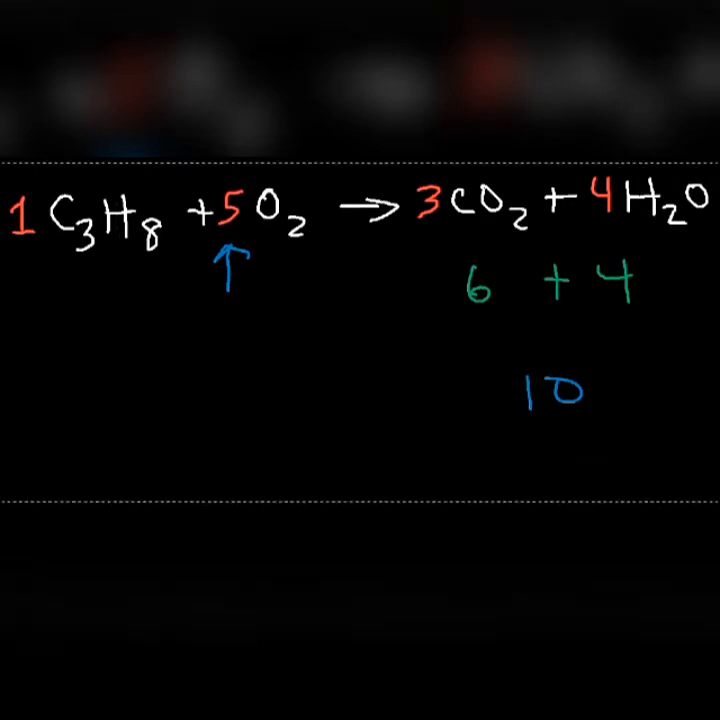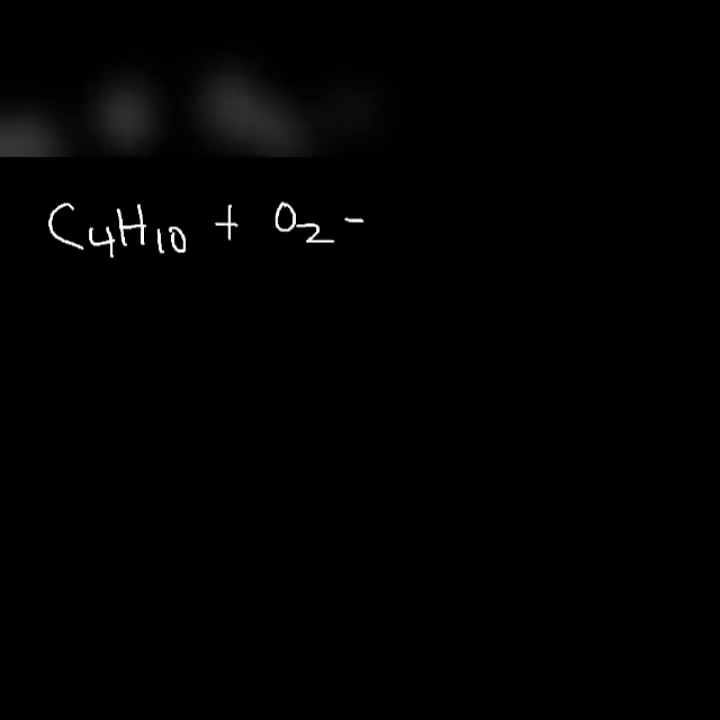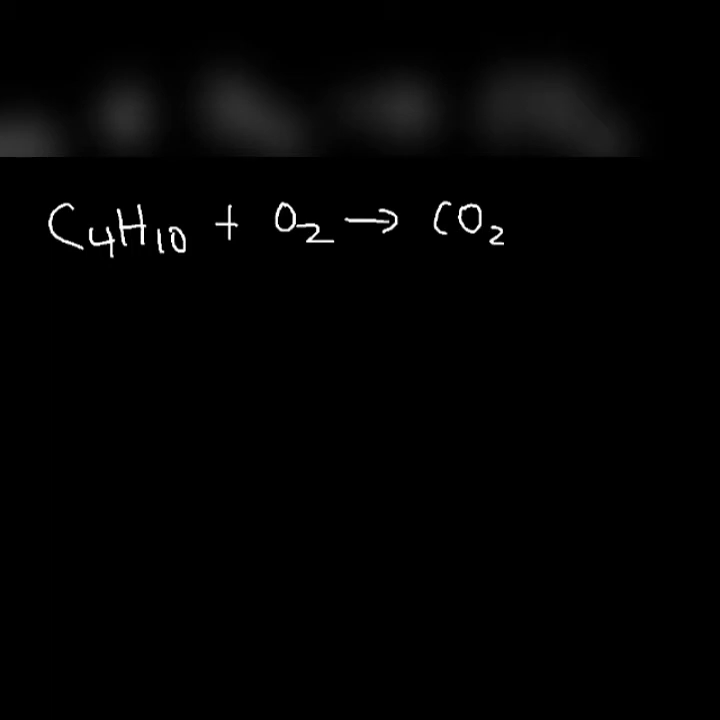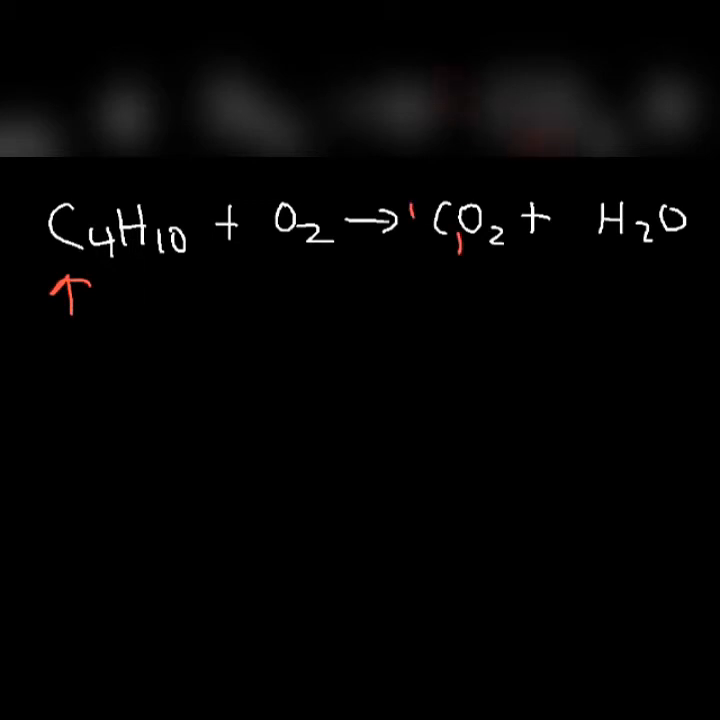So now let's try another example. Butane, C4H10, plus O2 produces CO2 and water. Go ahead and balance this reaction. So just like the last example, let's balance the carbon atoms first. We have 4 carbon atoms on the left side. So 4 divided by 1 is 4. We need to put a 4 in front of CO2 to make it work.